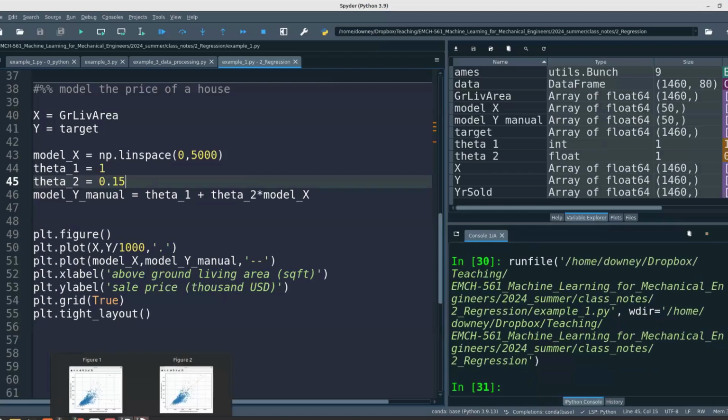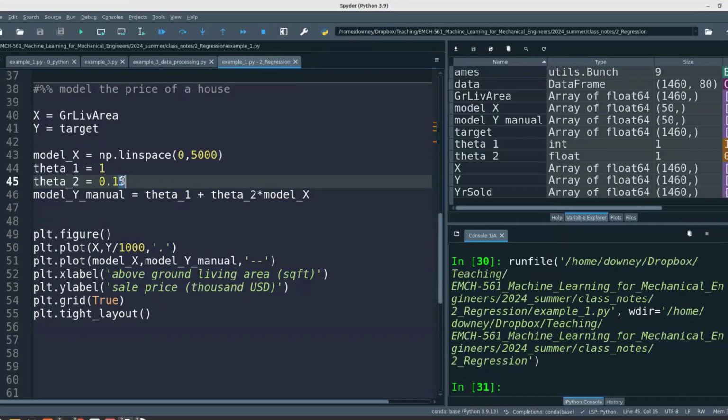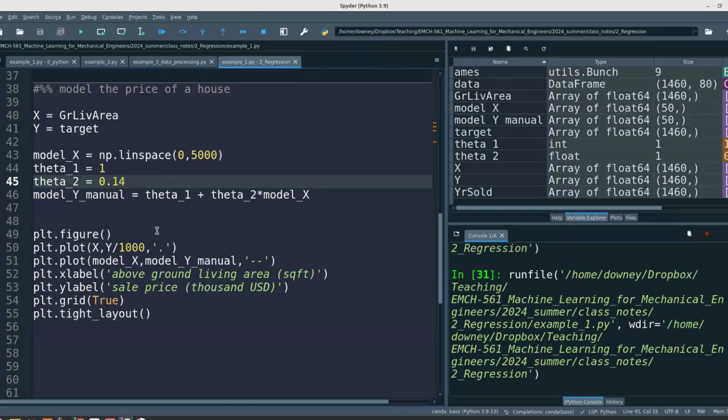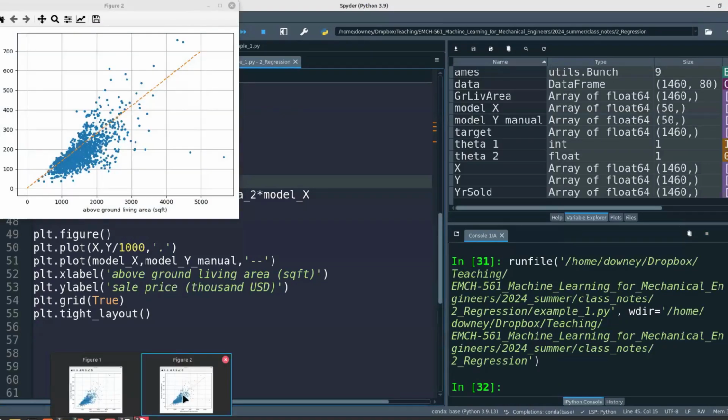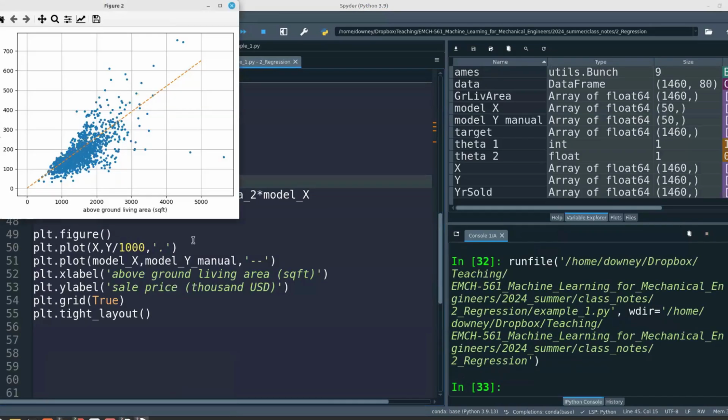0.15. Oh, that looks pretty good. A little high. 0.4. 0.3. All right, there's my model.